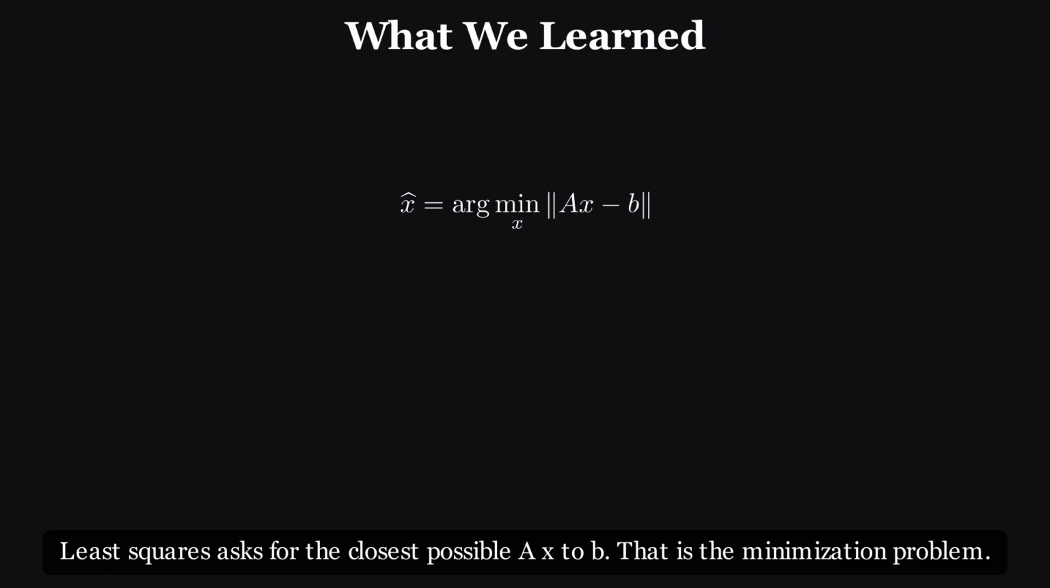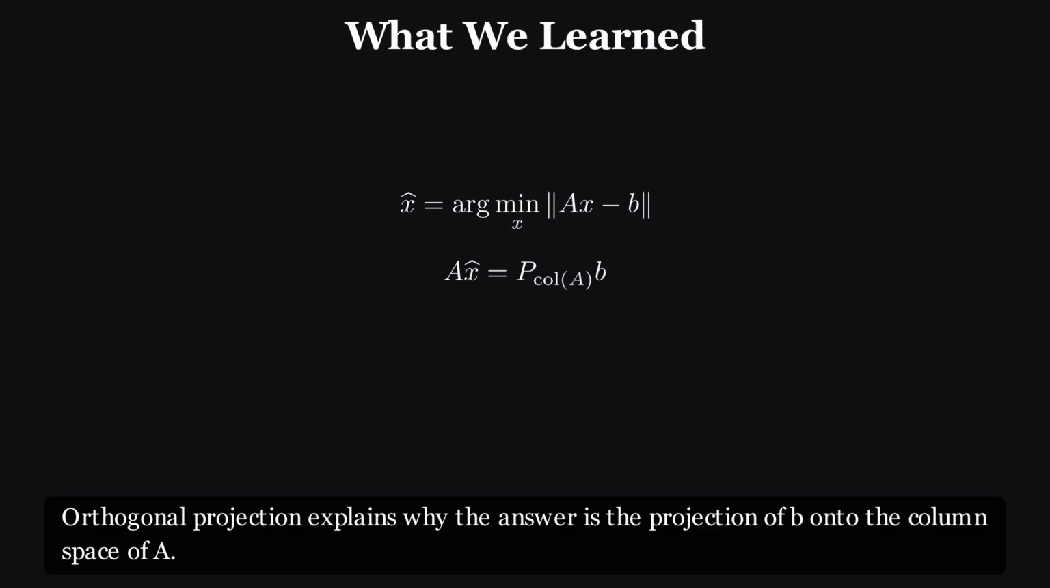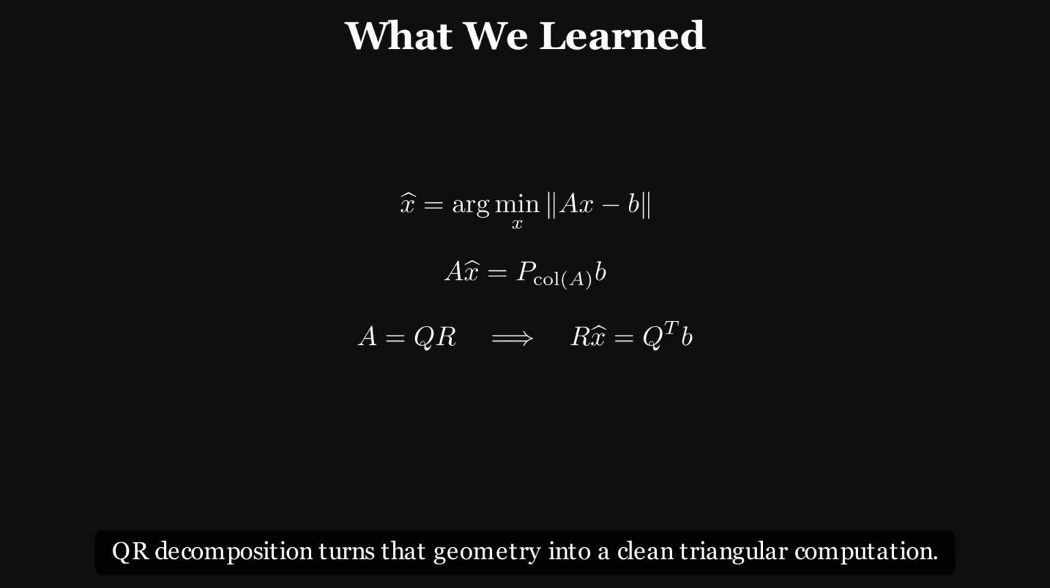Least squares asks for the closest possible matrix A times x to B. That is the minimization problem. Orthogonal projection explains why the answer is the projection of B onto the column space of matrix A. QR decomposition turns that geometry into a clean triangular computation.